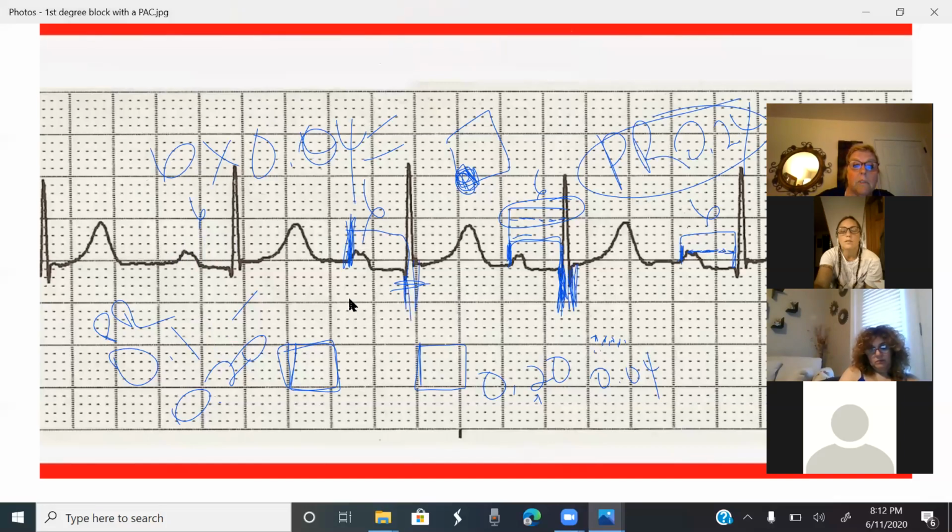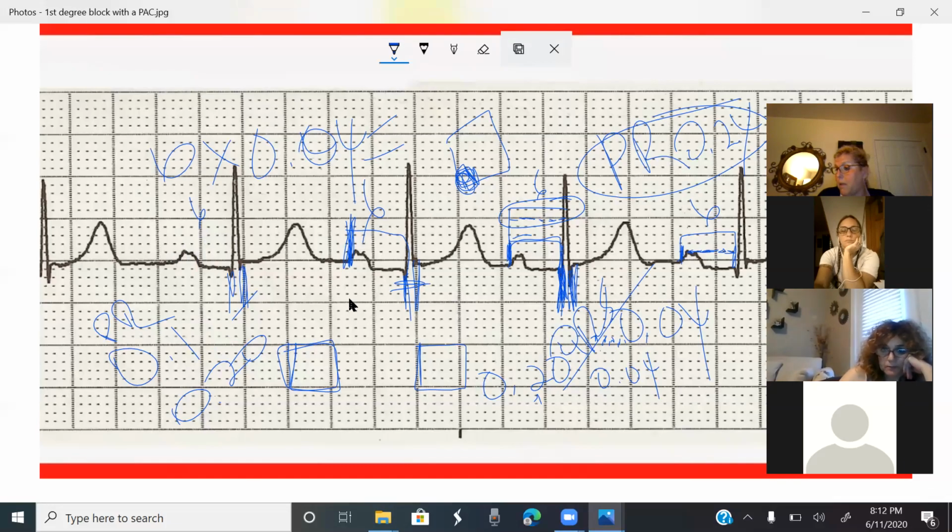Even this one's not dead on, but it's there. Do y'all agree that's 1 box? Yeah. So that would be 0.04, right? So that's going to be our QRS. Is that normal? Yes, it is.